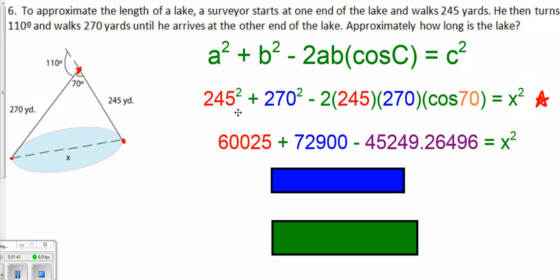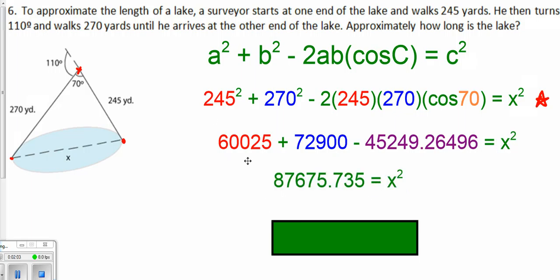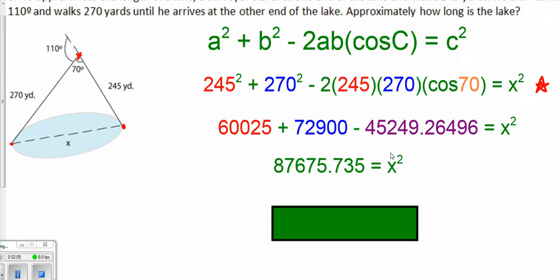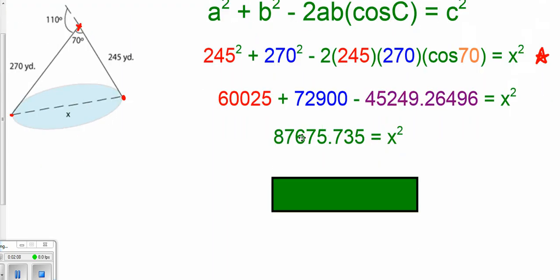So 245 squared is 60,025. 270 squared is 72,900. 2 times 245 times 270 times the cosine of 70 became 45,249.26 and then some. All of that equals x squared. Simplifying this side, so this plus this minus this, became 86,675.735 equals x squared. Now we would have to take the square root of both sides.